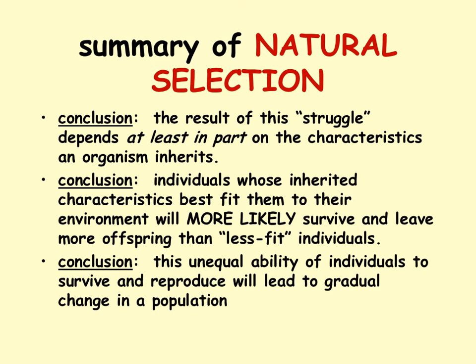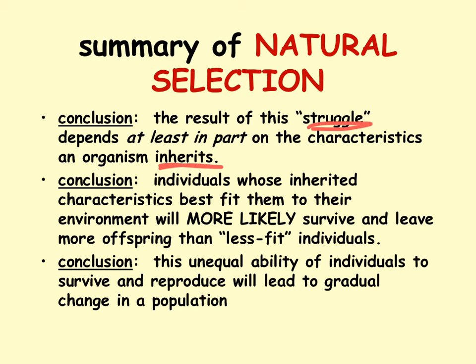Before I even do any summarization of this screen, I want you to know that these three bullet points are hugely important, and you want to make sure that you understand each one of them. These are conclusions of the information that we have about populations. The result of this struggle, the competition to survive, depends at least in part on the characteristics that an organism has. And remember, those characteristics are inherited from their parents.